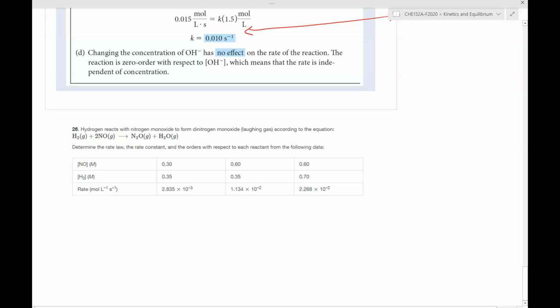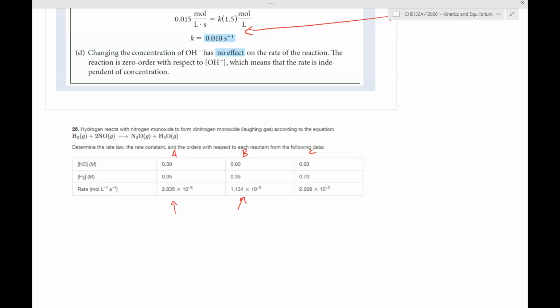We have a reaction between hydrogen and nitrogen monoxide, and it produces dinitrogen oxide and water. And we have some data here. So if we look at our first two reactions, this is experiment A, experiment B, experiment C. Sometimes the table goes sideways, sometimes it goes up and down. We have to sort that out.